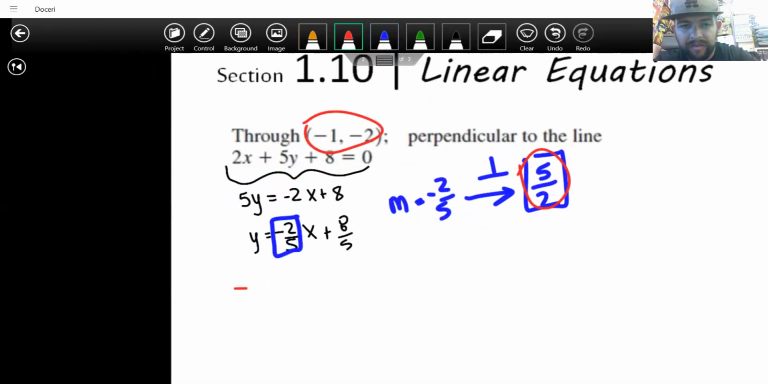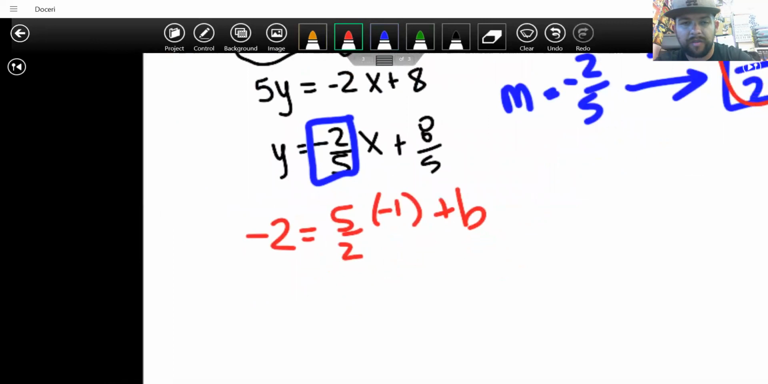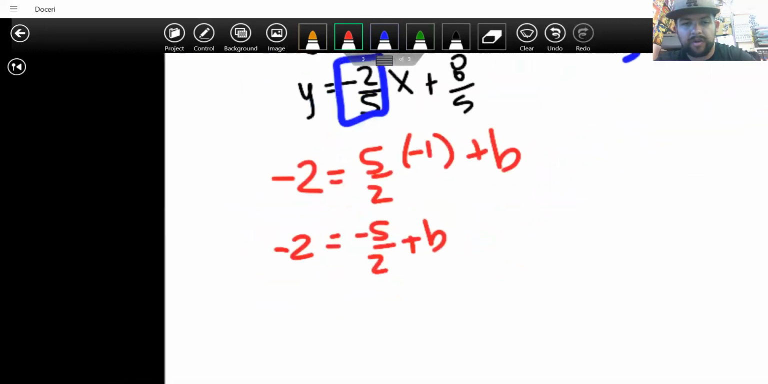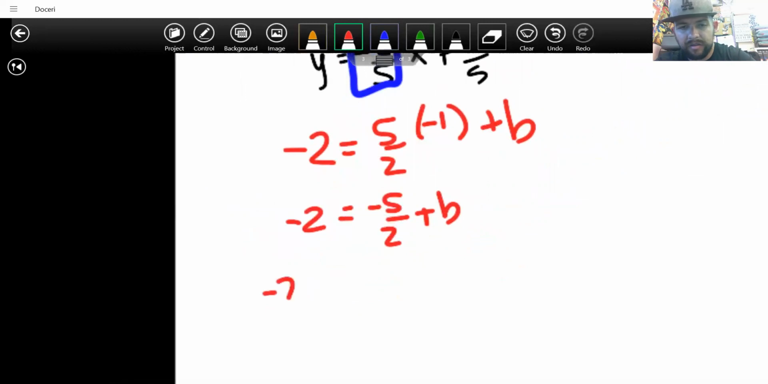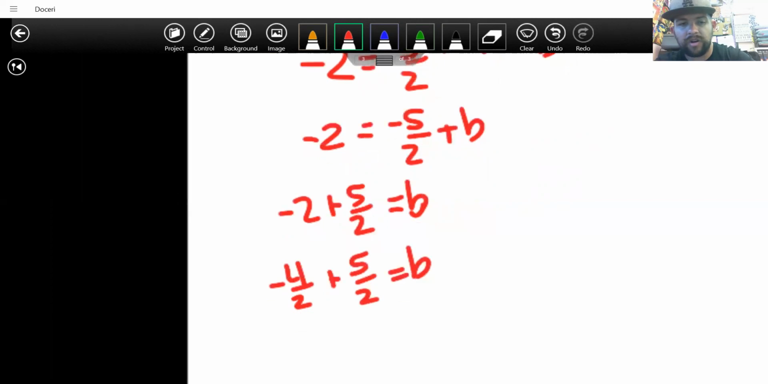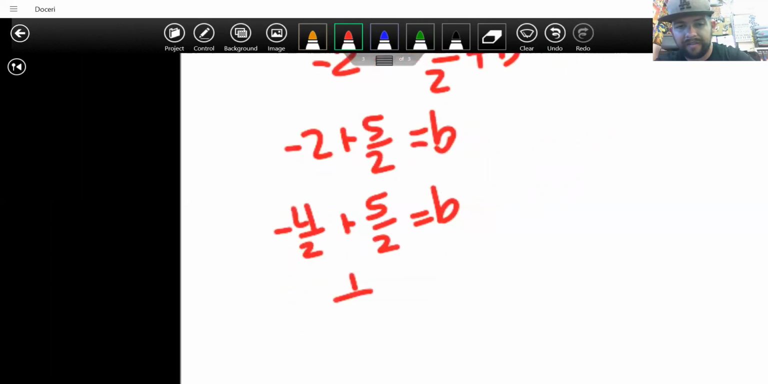So negative 2 is for my y. 5/2 is my slope. Negative 1 is my x, plus b. So we're going to rewrite this and solve it out. Sorry, my handwriting's so bad. Negative 2 equals negative 5/2 plus b. We're going to add 5/2 plus 5/2 is equal to b. I'm going to simplify this by changing this to 4/2 to have the same common denominator. That's all I'm doing here. And then we just get 1/2 is equal to b.